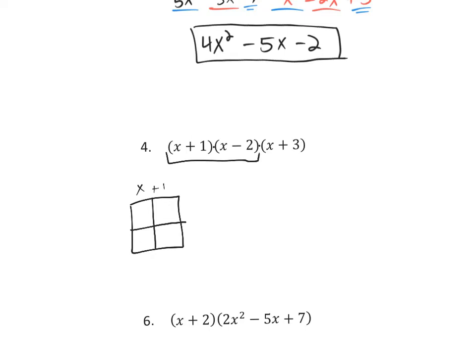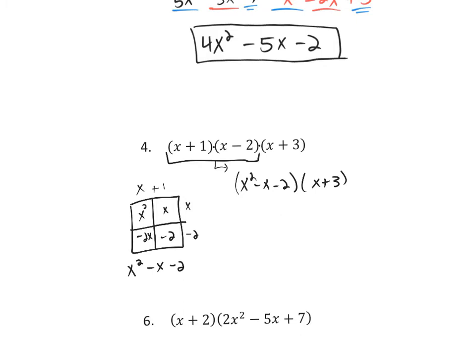x plus 1, x minus 2. I've got x squared, x, negative 2x, and negative 2, so that's x squared minus x minus 2. So if I wanted to rewrite this problem as is, I would rewrite it as x squared minus x minus 2 times x plus 3.